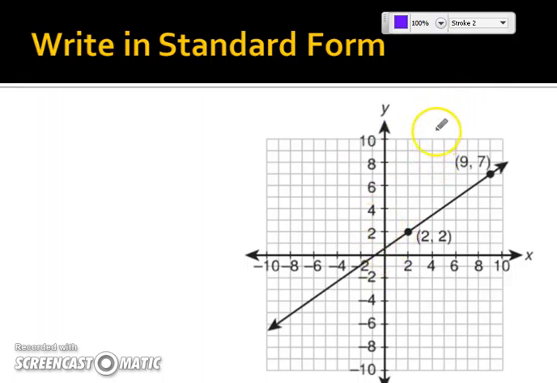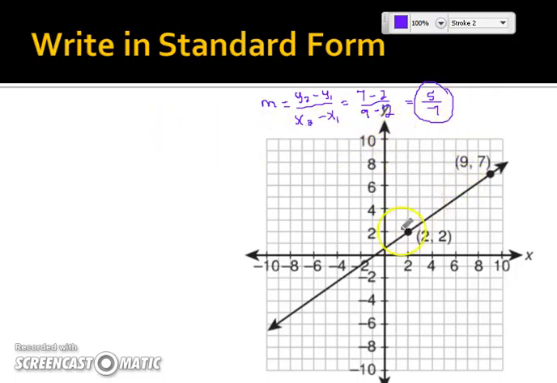So all of these are going to need slope, so start off finding your slope. So slope is equal to y2 minus y1 over x2 minus x1. And my y-coordinates, I have a 7 and a 2. So 7 minus 2. And x-coordinates are a 9 and a 2. So 9 minus 2. 7 minus 2 is 5. 9 minus 2 is 7. So the slope that we're going to use is 5/7.